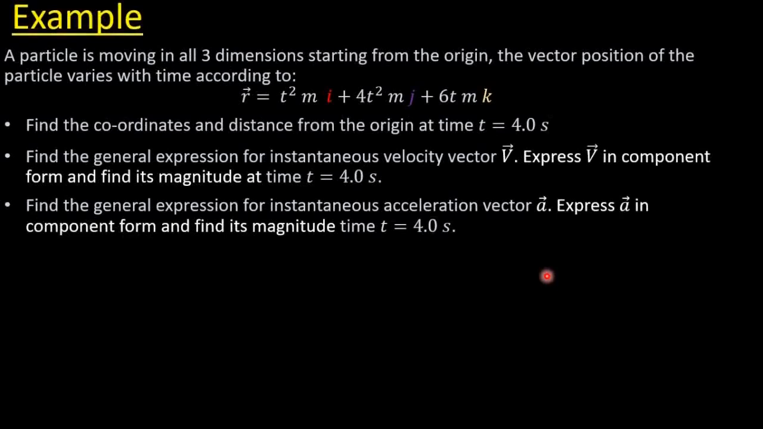Okay, so let's have a look at an example. A particle is moving in all 3 dimensions starting from the origin. The vector position of the particle varies with time according to r equals t squared meters in the i direction plus 4t squared meters j plus 6t meters k. Find the coordinates and distance from the origin at time t equals 4 seconds. Find the general expression for the instantaneous velocity vector v. Express v in component form and find its magnitude at time t equals 4 seconds. And find the general expression for instantaneous acceleration vector a. And express a in component form and find its magnitude at time t equals 4 seconds.